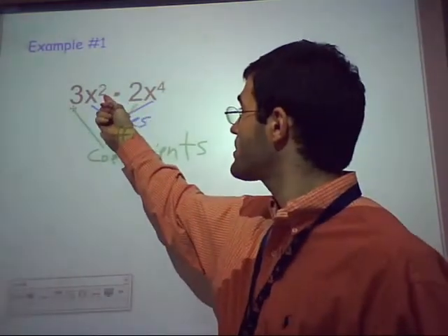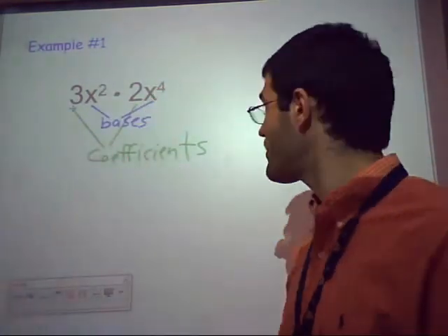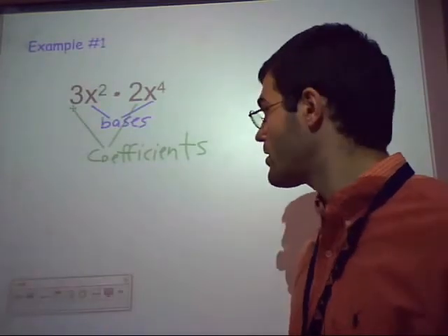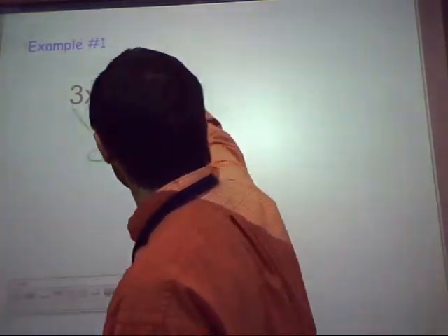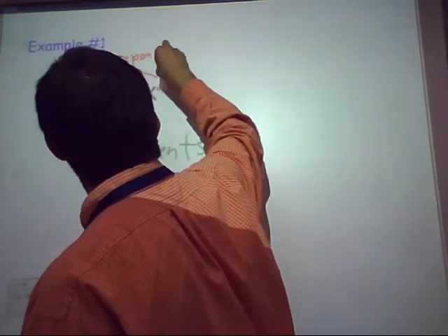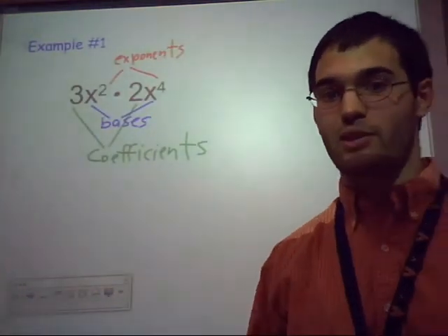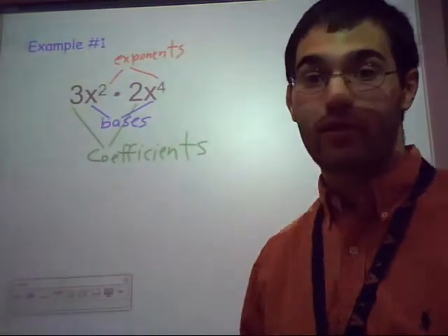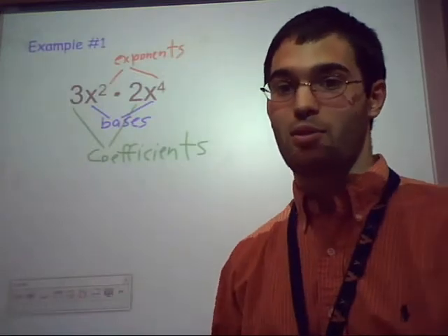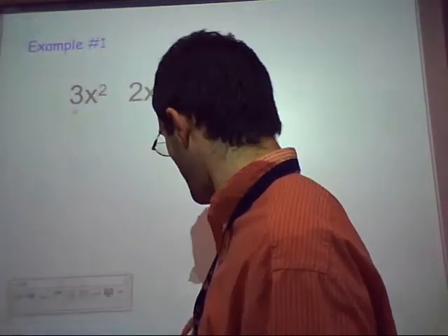And then the exponents themselves are the numbers, they're little and they're up at the top next to the right-hand corner of the bases. So 2 and 4, these are what we call exponents. Okay, so when I use the term base, you know I'm referring to the term that's raised to the exponent. So let's go ahead and begin simplifying this.